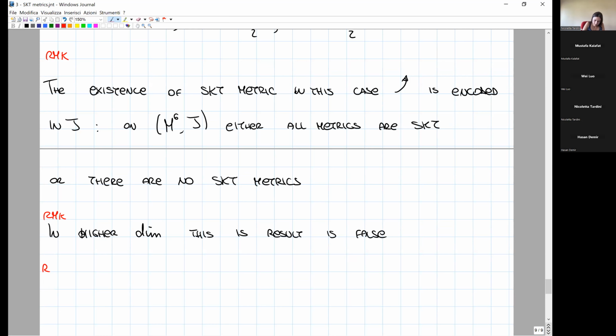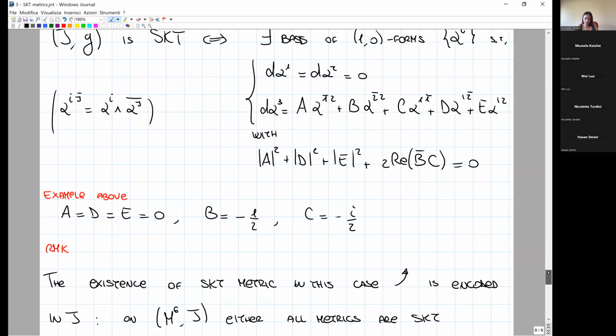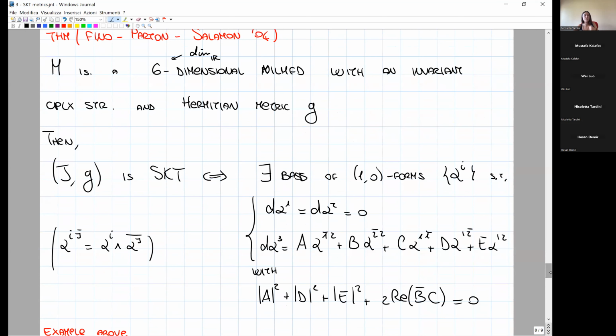Okay. Another remark. All these nil-manifolds are two-step nilpotent, which means that the commutator of g with the commutator of g and g, this is 0. This means nilpotency at step 2, okay? So in the example, one can check that all these nil-manifolds of dimension 6 that admit an SKT metric are all two-step nilpotent.